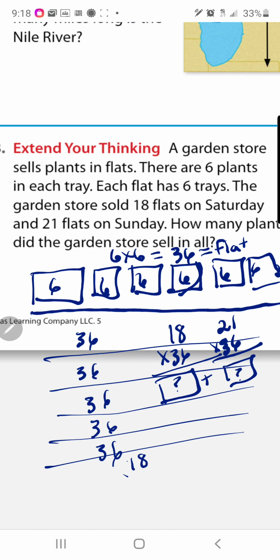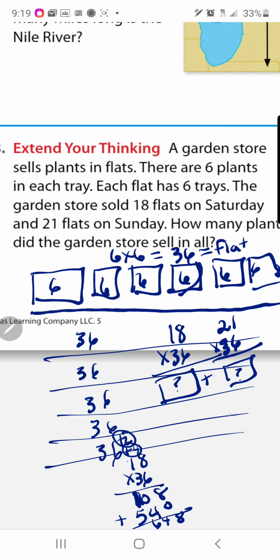I'm going to do 18 times 36 down here. 6 times 8 is 48. Carry the 4. And then, of course, 6 times 1 is 6 plus 4 more is 10. Put your 0 in the ones place, right? And then, of course, 3 times 8 is 24. Bring down the 4. Carry the 2. 3 times 1 is 3 plus 2 more is 5. Add. And then you get 648 for the 18 flats. 648 plants in the 18 flats.